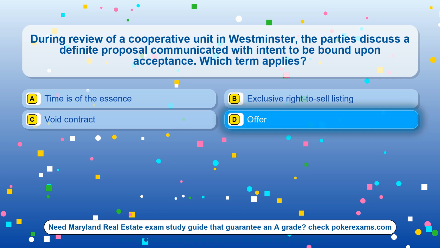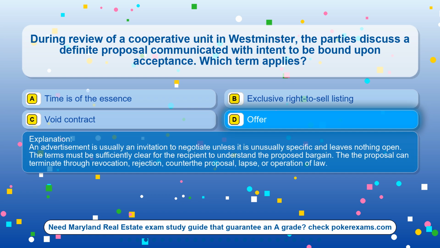The correct answer is option D, offer. An advertisement is usually an invitation to negotiate unless it is unusually specific and leaves nothing open. The terms must be sufficiently clear for the recipient to understand the proposed bargain. The proposal can terminate through revocation, rejection, counter-proposal, lapse, or operation of law.